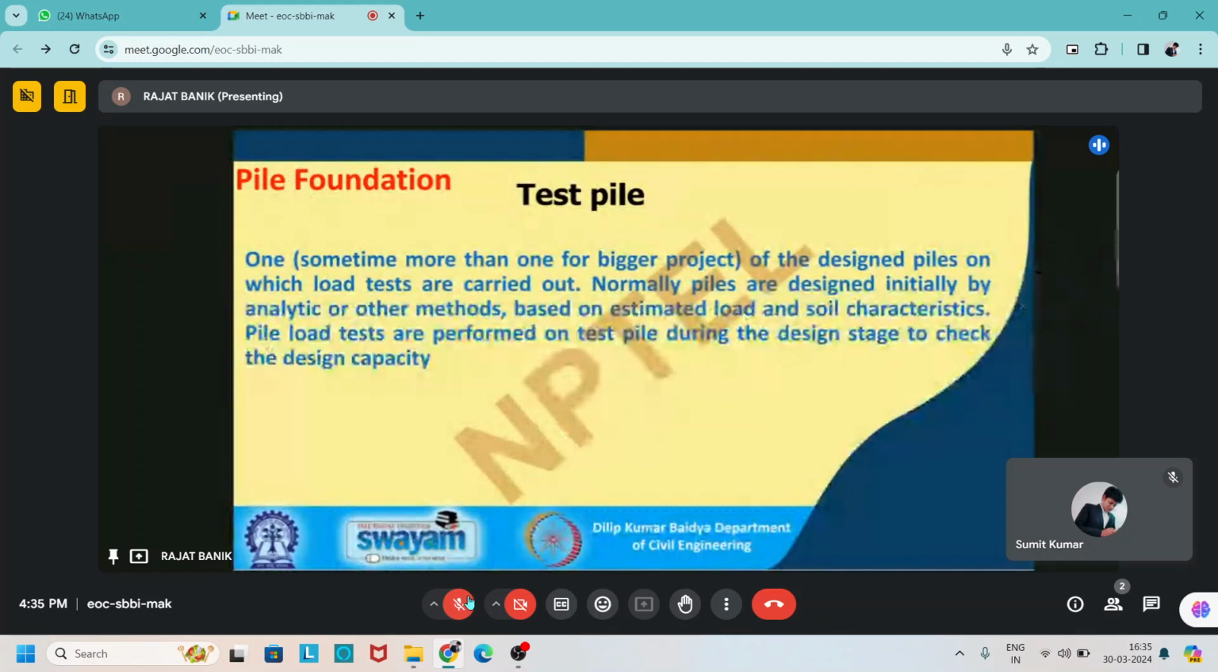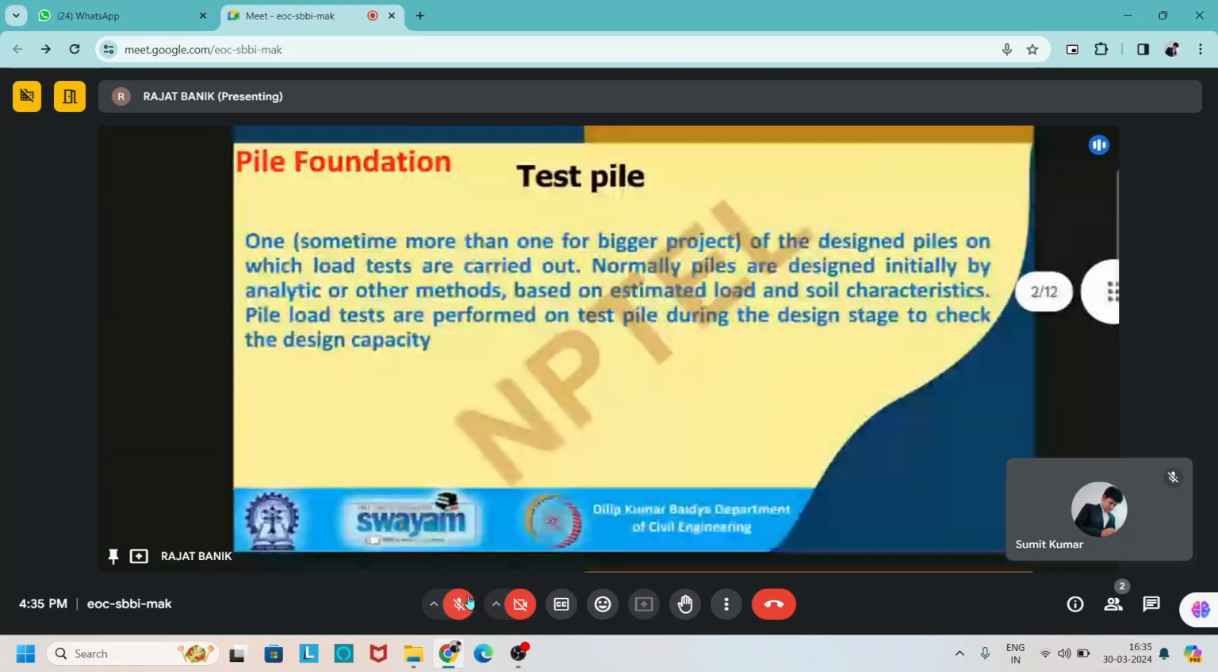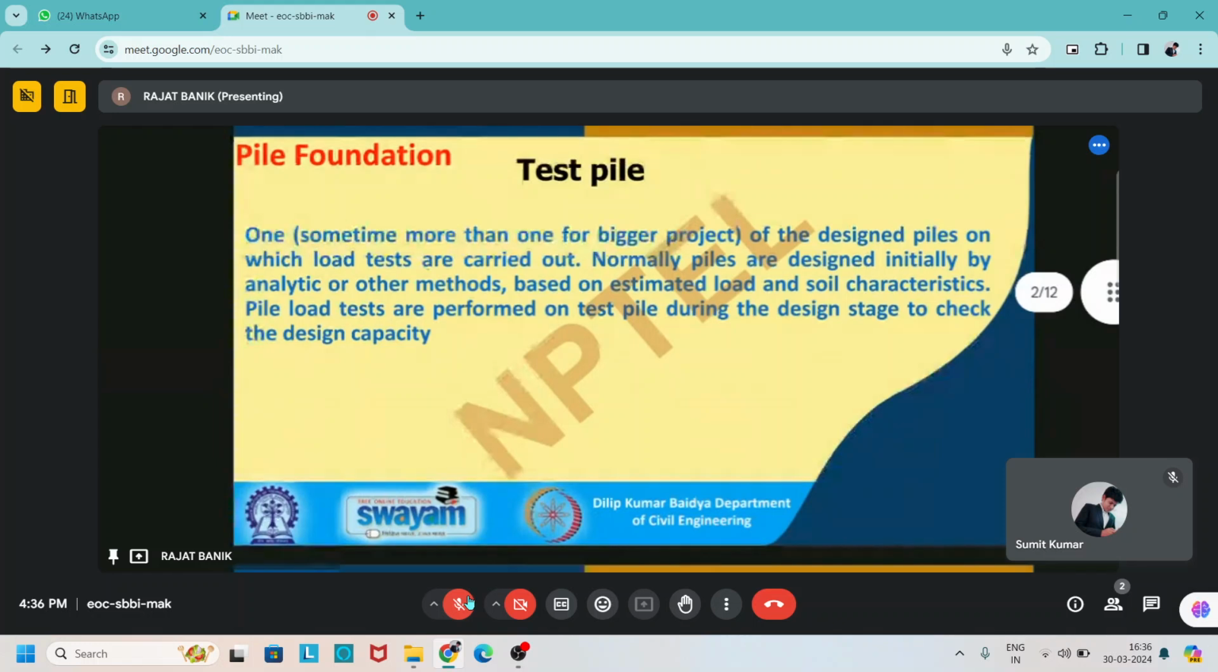Then we discussed the test pile for finding the pile capacity, by conducting a resemble test of pile foundation on the same soil where the construction will be done. So the test pile is used to test the pile foundation, or to find out the design pile load by conducting the pile test. Sometimes more than one, for bigger projects, of the design piles on which the load tests are carried out. Normally piles are designed initially by analytic or other methods based on estimated load and soil characteristics. The pile load tests are performed on the test pile during the design stage to check the design capacity.